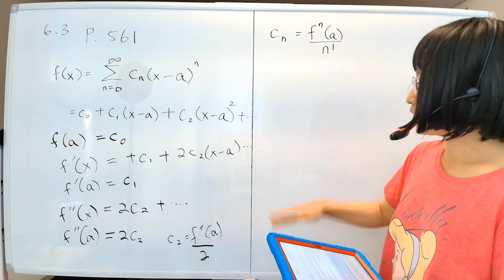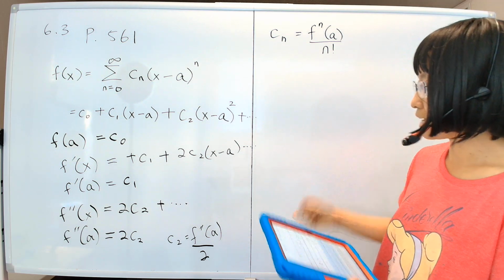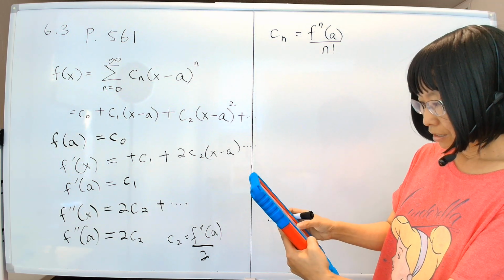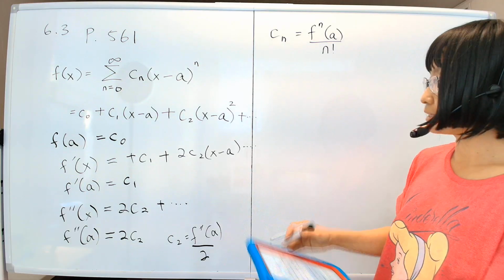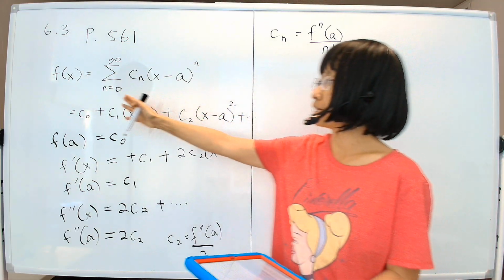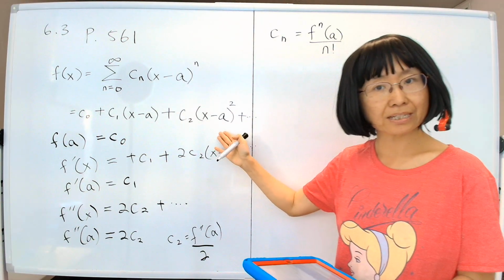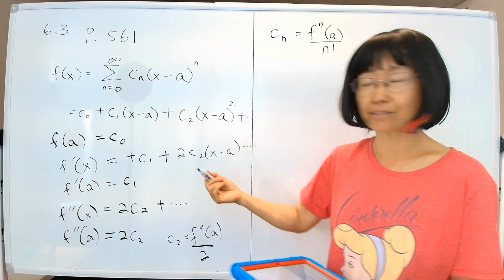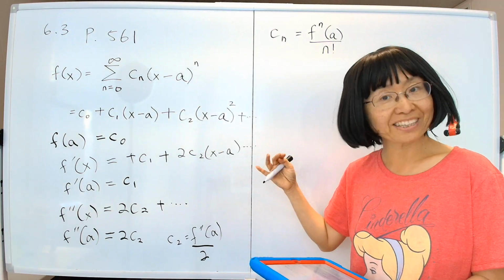So anyways, as a result of that, this is how we can calculate the function's Taylor expansion. That's what this Taylor series is also called, because we're expanding it, right?